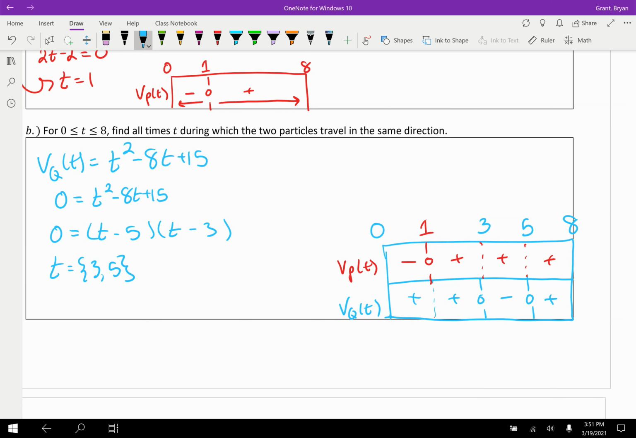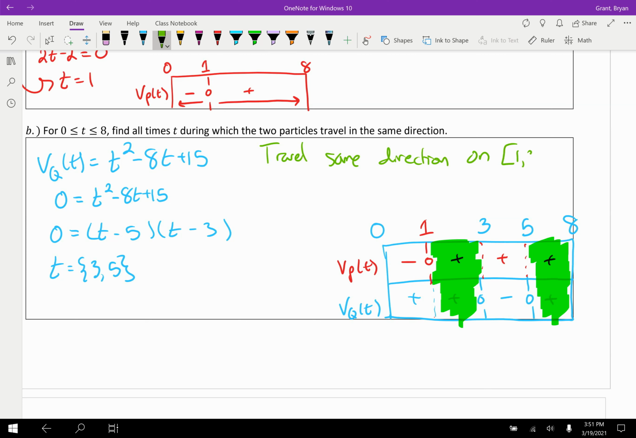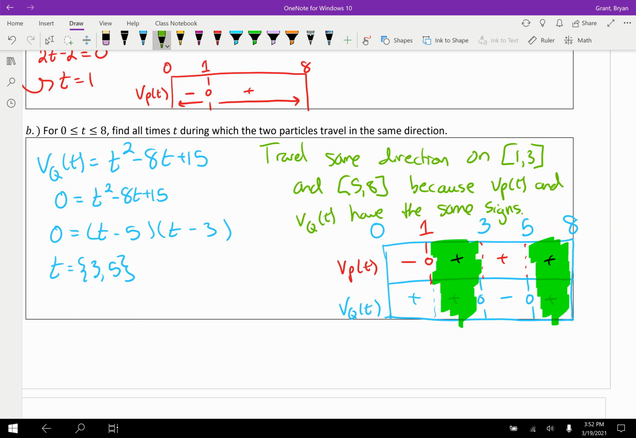When are the particles traveling in the same direction? Well, I see two spots. Traveling to the right from 1 to 3, and traveling to the right from 5 to 8. How do we write this down? Well, let's see, something like: travel same direction on 1 to 3 and 5 to 8, because V sub P of T and V sub Q of T have the same signs. You could have said that they were both positive as well, but same idea. All right, moving on through.